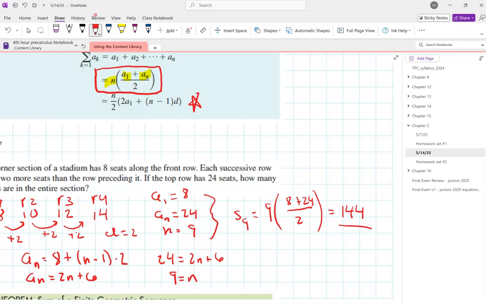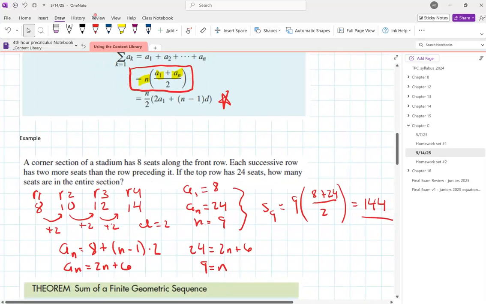So now I have everything I need to just plug into my formula. N times a1 plus an divided by 2. That's 144. Does that feel okay? So again, you're just plugging numbers into a formula. Now the catch here is that you're going to have to solve for some of the numbers, but basically we're just using a formula here. Shouldn't be too bad.